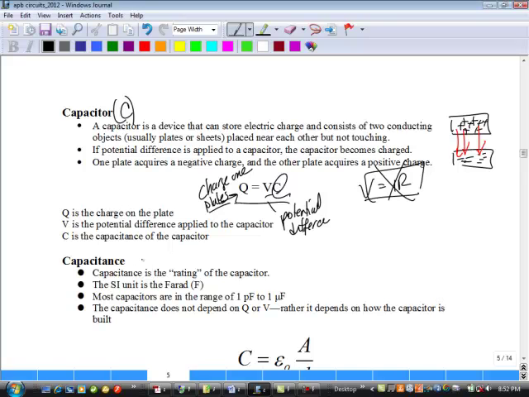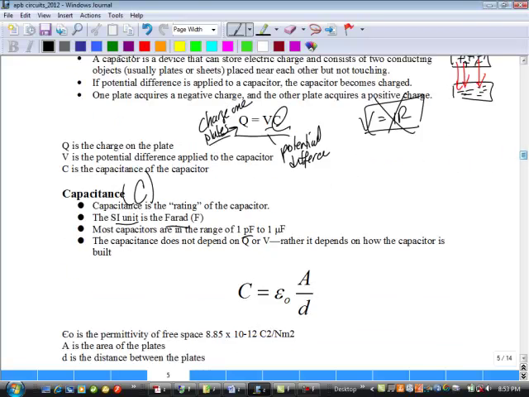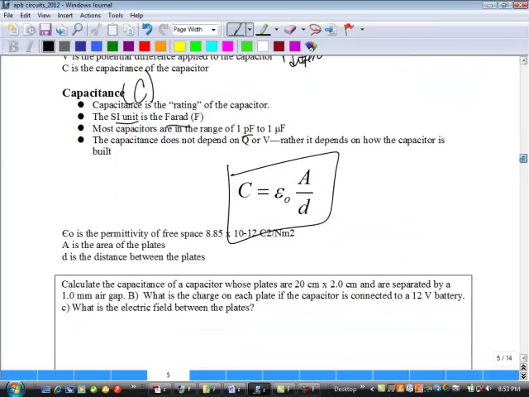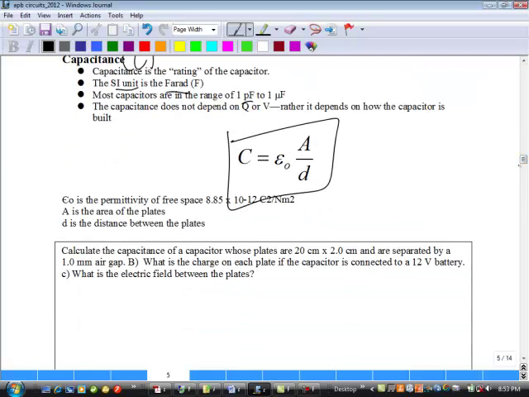And so that capacitance, that capital C, is the rating. The SI units are going to be the farads. Most of those capacitors go from the pico to the microfarad units, and it depends on how it's made. Again, you had that formula last time. Throw it back in there just so you can see it.